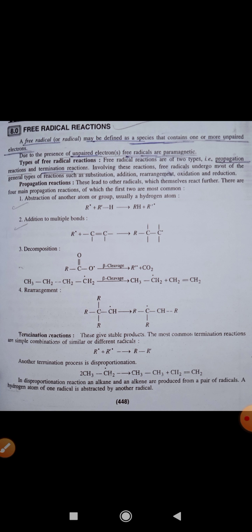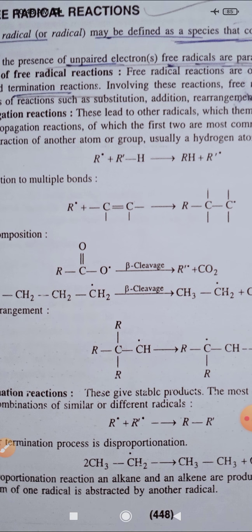Let us see the types of radical reactions, that is free radical reactions. It has two types mainly, propagation and termination type of free radical reactions. Now free radical reactions have four types, in which the first is abstraction of another atom or group. When an alkyl free radical reacts with alkane, that alkyl free radical abstracts hydrogen from the alkane to form another free radical.